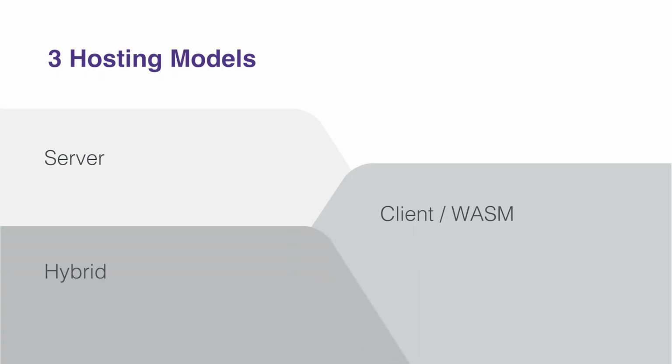The third model is hybrid hosting. In a Blazor hybrid app, the app runs directly on the user's device, not in the browser. These apps can be built using different .NET native app frameworks, including .NET MAUI, WPF, and Windows Forms. This way, the app has full access to the native capabilities of the device through normal .NET APIs.